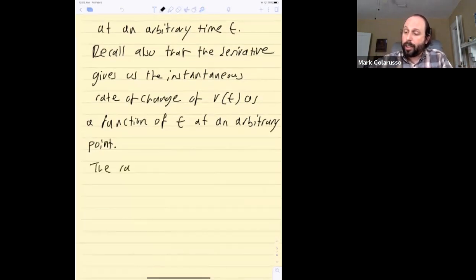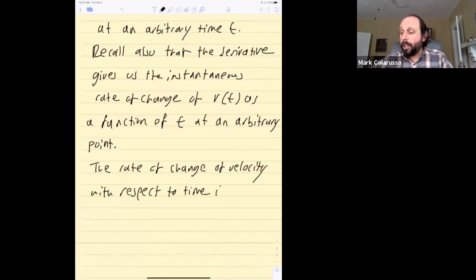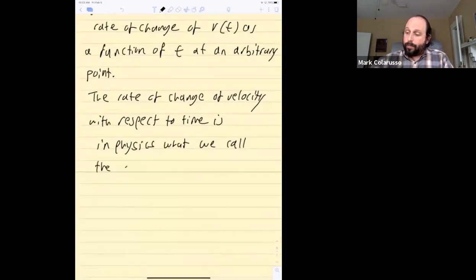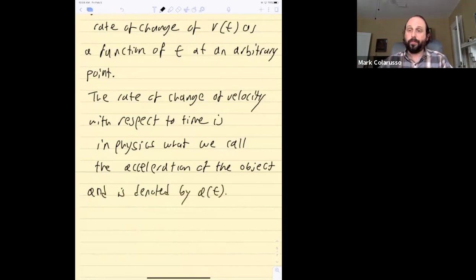So the rate of change of velocity with respect to time is, in physics, what we call the acceleration of the object that you're observing, and it is denoted by A of t.